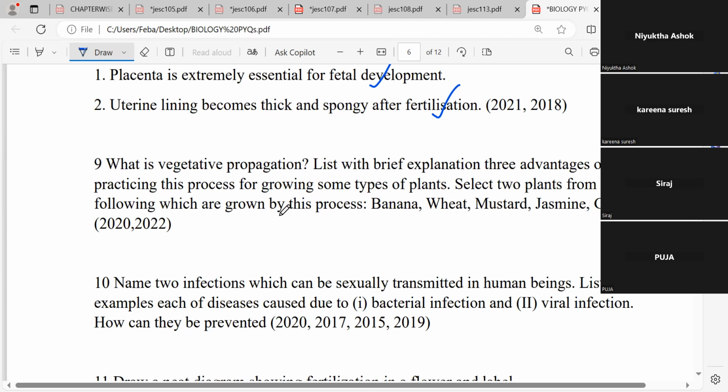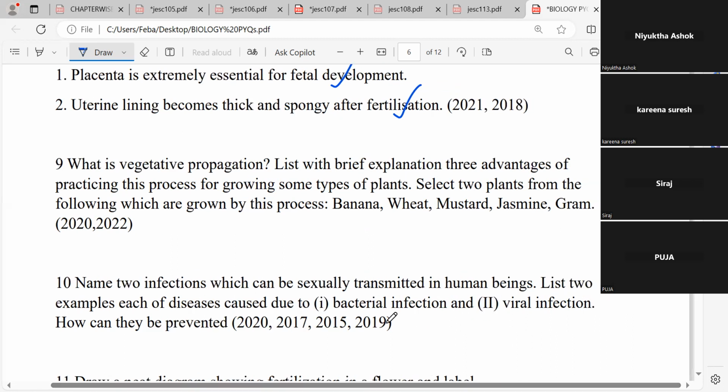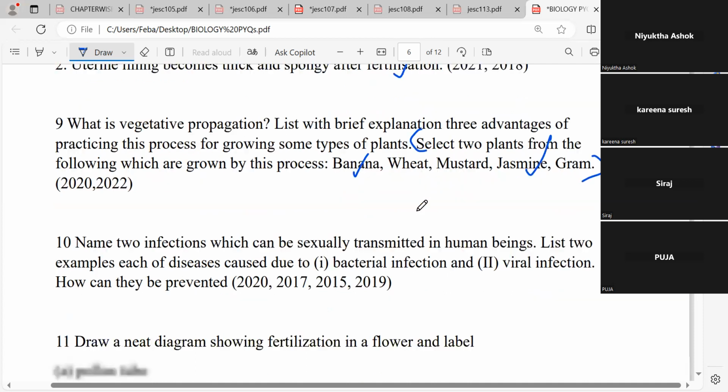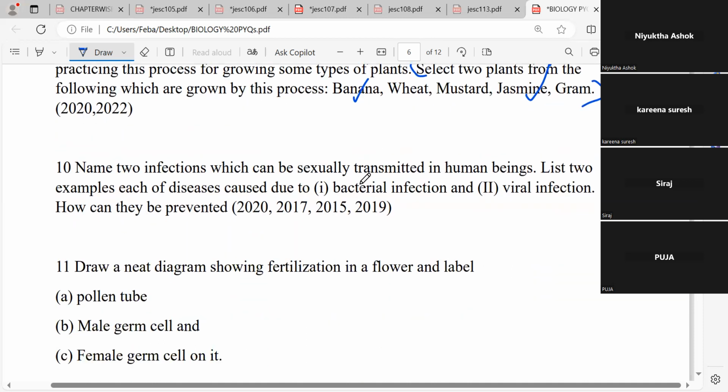Select 2 plants from the following which are grown. You know the first 2 parts. Just do the third part. Select 2 plants from the following that are propagated. Banana, mustard, jasmine. Jasmine. Yes, mustard is not there. Mustard is bisexual. Okay. Now, name 2 infections that can be actually transmitted in human beings.